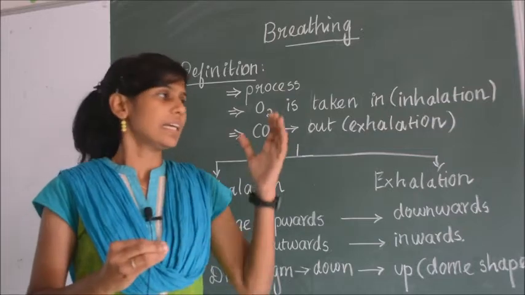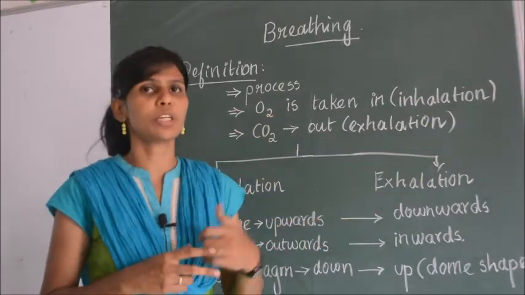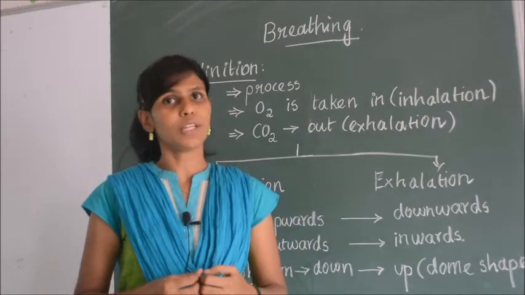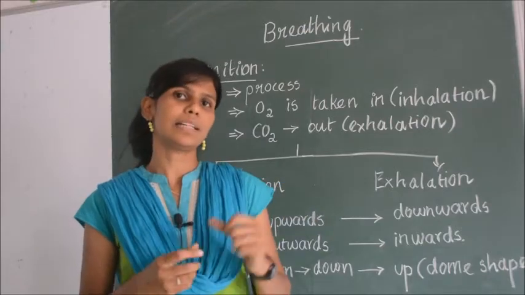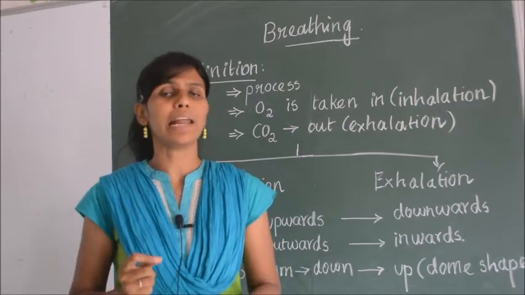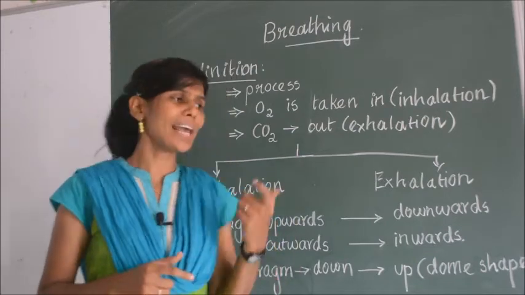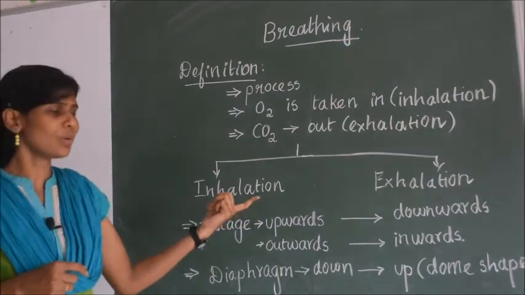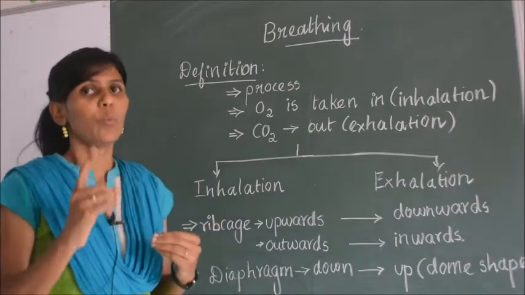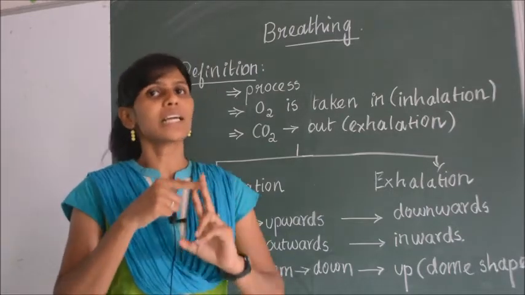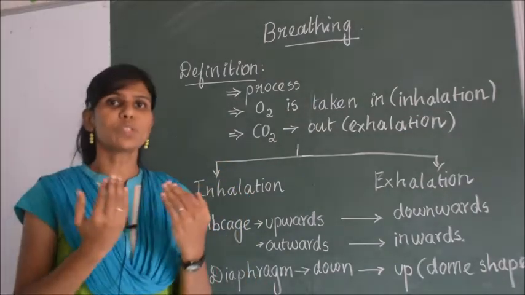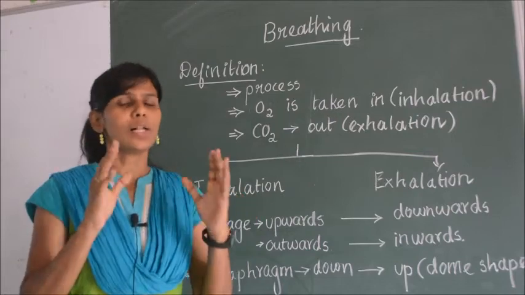During this inhalation and exhalation process, there are a set of changes happening within your body. You have to learn that from the exam point of view, that is important. What are the changes happening during inhalation and during exhalation? There are two parts where major changes happen. One is the rib cage and the second is the diaphragm. What is the rib cage? The ribs, the bones that you have in your chest region, no? That is called the rib cage.